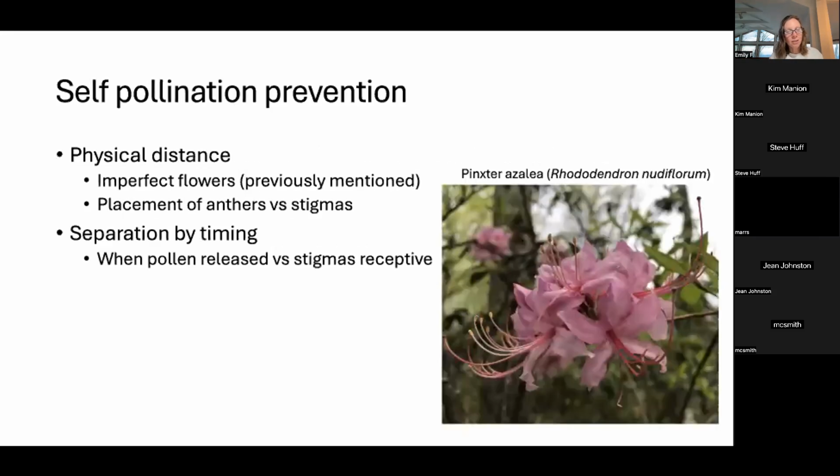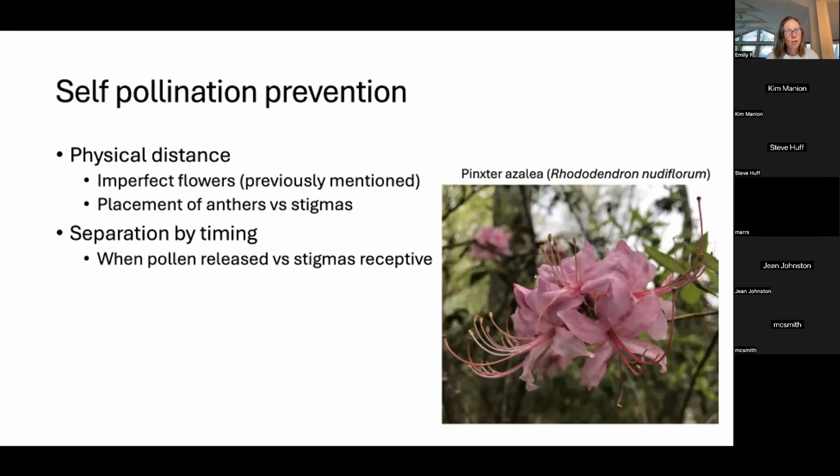And what are the things that plants do to have self-pollination prevention? I feel like I'm in a sex ed class. So physical distance is really important. This is where the girls stand on one side of the room and the boys stand on the other side of the room at a dance, and they don't get close to each other.